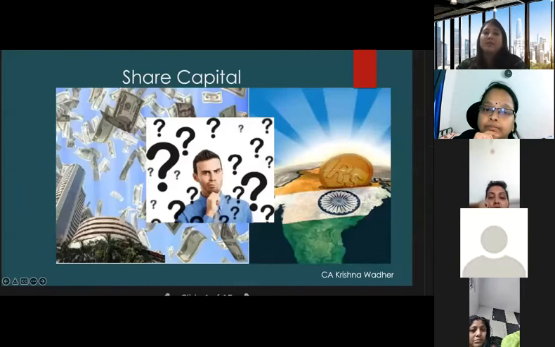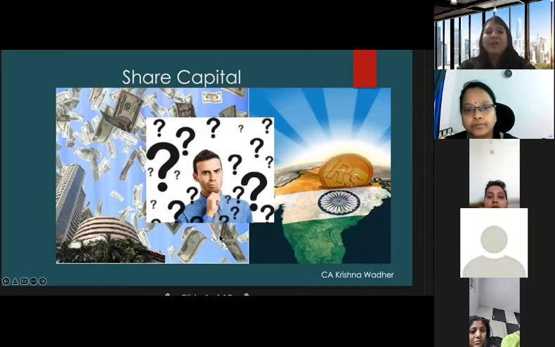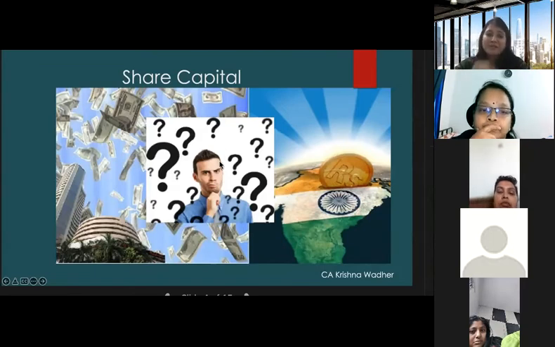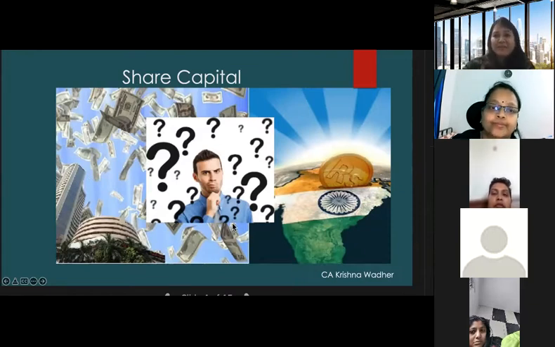Now, what do we mean by share capital? What is the first item on the liability side of the balance sheet? What is share capital? If you see in the picture, what can you make out from the picture? There is a person who has some question marks all around, and there's money here, and this is our India. So what is share capital?